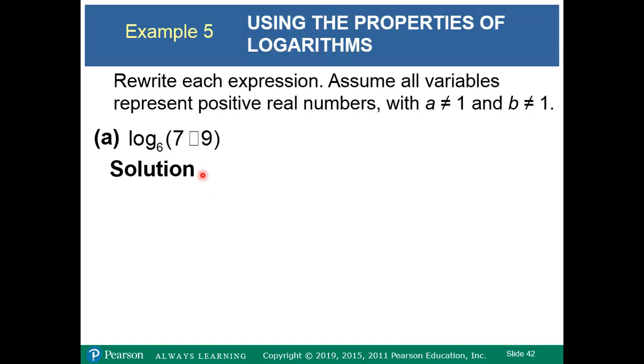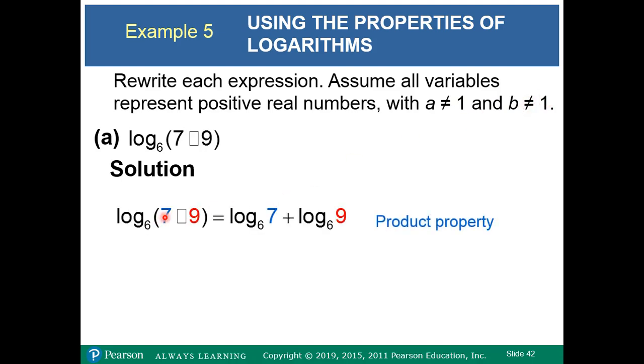So let's look at this. This is multiplication here, so it's log base 6 of 7 times 9. Again, rewrite the expression assuming all variables represent positive real numbers with a not equal to 1 and b not equal to 1. If we look at this, we can use the sum property, so we can write this as a sum of logs: log base 6 of 7 plus log base 6 of 9.